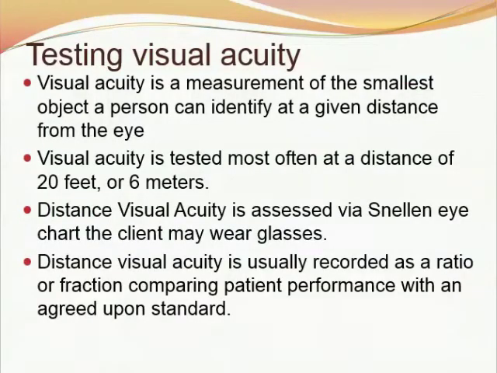Now comes testing visual acuity. Visual acuity is a measurement of the smallest object a person can identify at a given distance from the eye. Visual acuity is tested most often at a distance of 20 feet or 6 meters. Distance visual acuity is assessed via the Snellen chart. The client may wear glasses if he wears them, and distance visual acuity is usually recorded as a ratio or fraction comparing patient performance with an agreed upon standard.